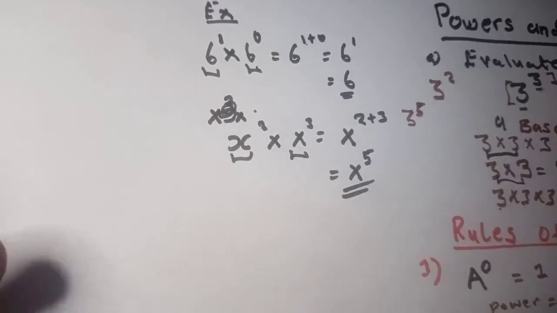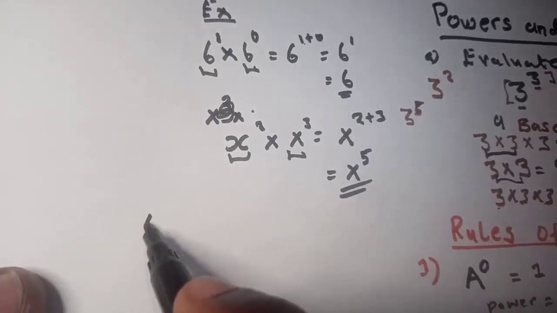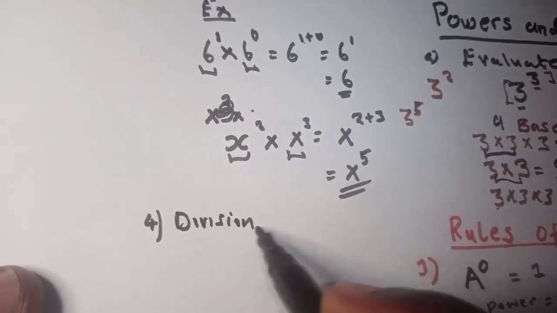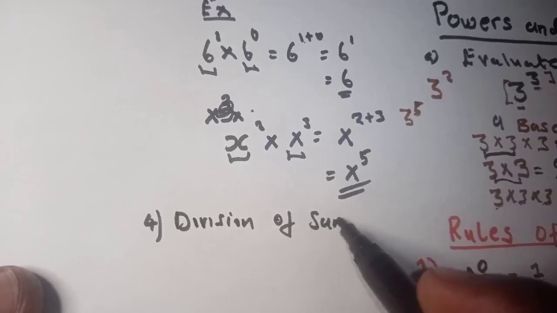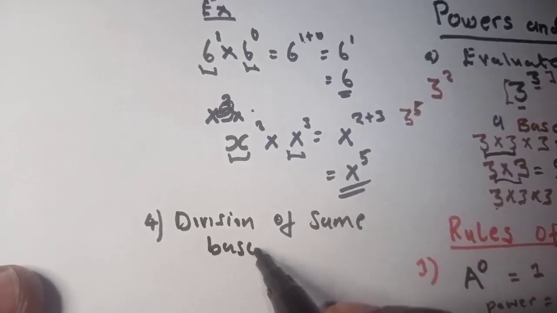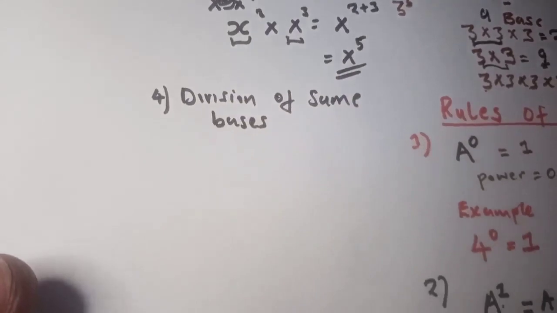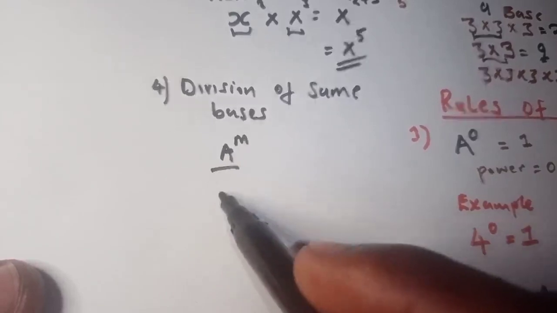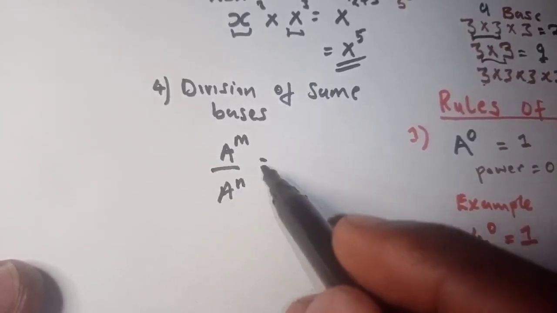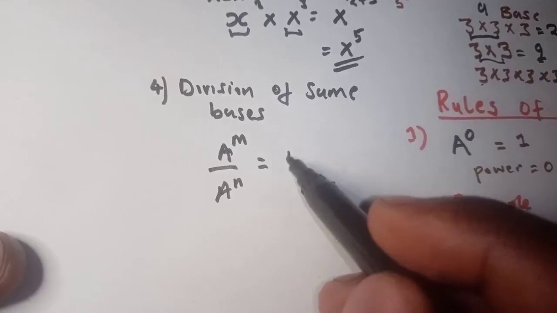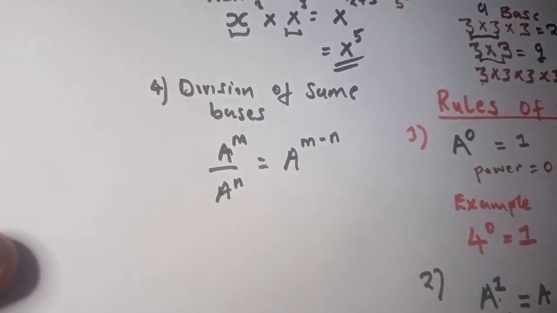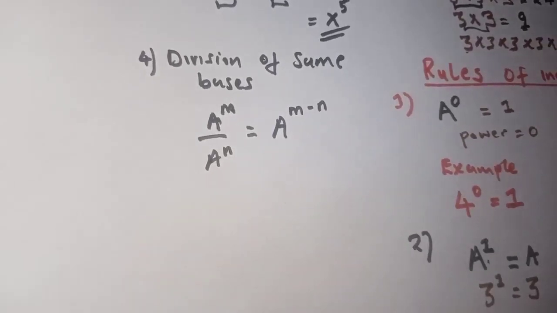Next rule, rule number 4, division. Division of same bases. If you are dividing a raised to the power m over a raised to the power n, you get the base, then you subtract the powers. As simple as that. Same bases, get the base and subtract the powers.